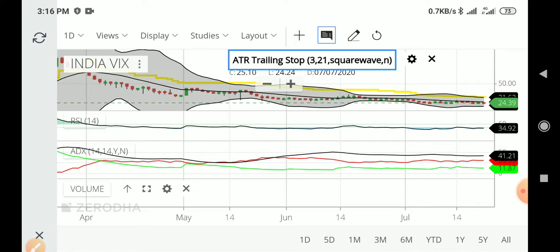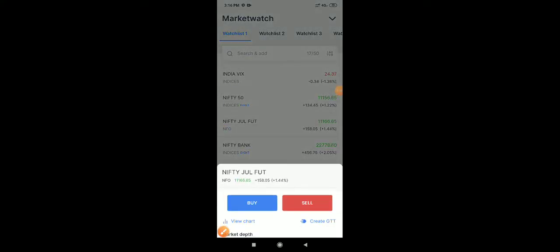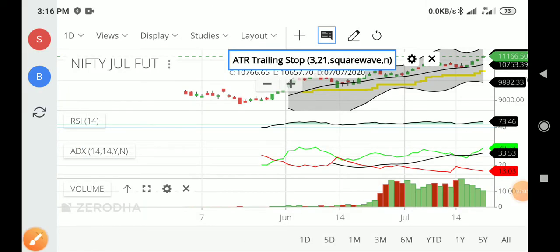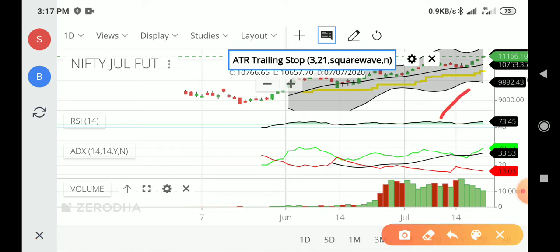Now we will see what is the Nifty position in the day chart. In the day chart, Nifty is above the ATR trailing stop loss. See, this is the ATR trailing stop loss. This is the closing price. So it's above the ATR trailing stop loss. RSI is also in bullish mode, almost 73.